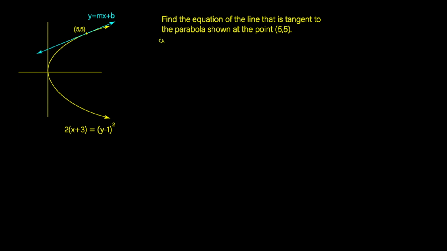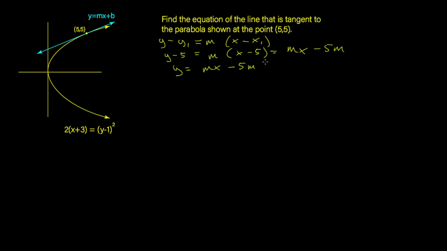So the first thing, y minus y1 equals m times x minus x1. As we all know, that is the general equation of a line, point-slope form. So for this line, y minus 5 equals m times x minus 5. Now we're going to take this and run through the m. So that's mx minus 5m. So now y equals mx minus 5m plus 5.